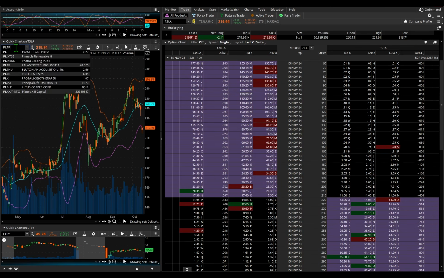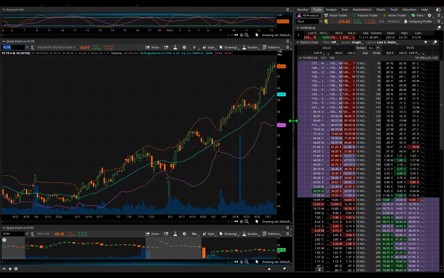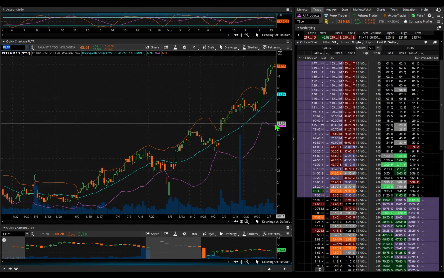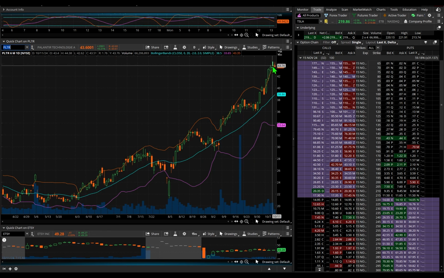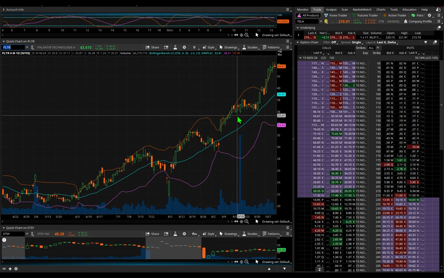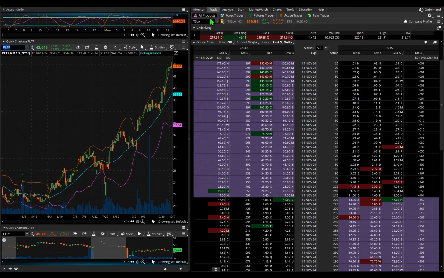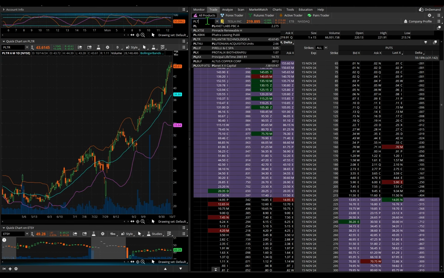Let's try Palantir, PLTR. All right, so as we can see, this stock has gone up by a lot as well, just like NVIDIA. So I would want to be selling puts below this 38 mark or 33. So let's come back over to the options chain. Put in Palantir, PLTR.